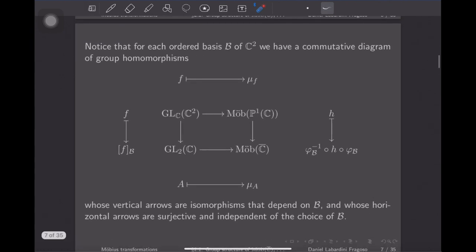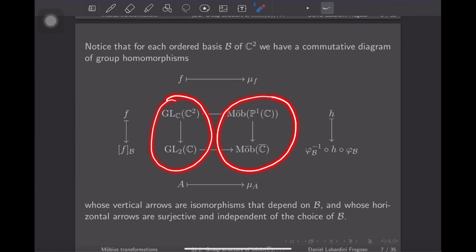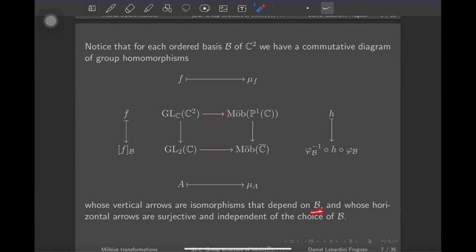Now, something to be noticed is that these vertical arrows depend on B, right? But this one doesn't depend on B, the correspondence rule, and the correspondence rule of this one also doesn't depend on B, right?